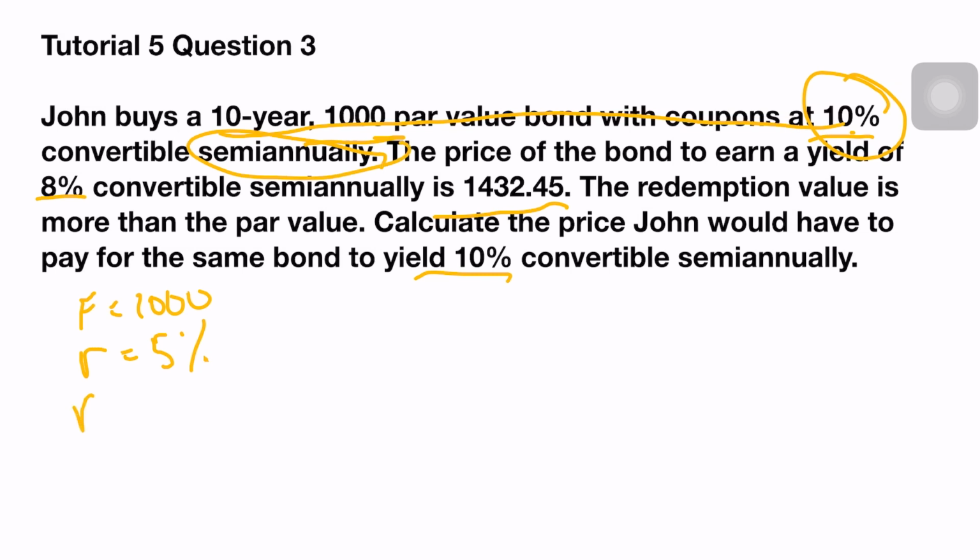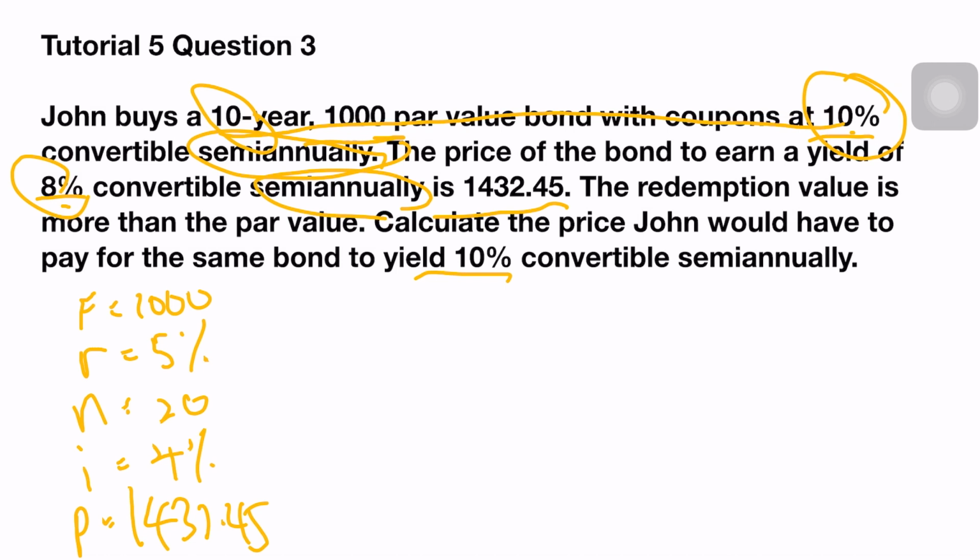and then R is 5% because 10% is semi-annual. And then we have the N. N is 10 times 2, 20. And then we have the I. The first I is 8% semi-annually, so it is 4%. And then the P is 1432.45. We calculate by using the basic formula.